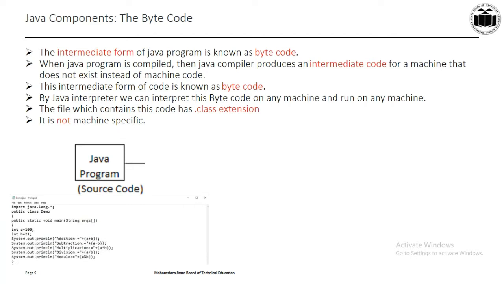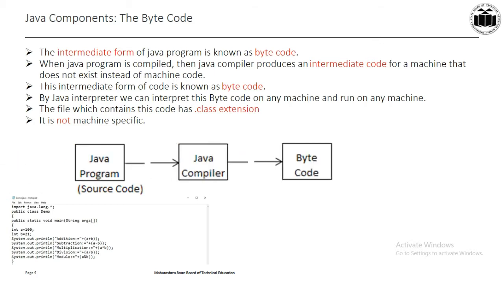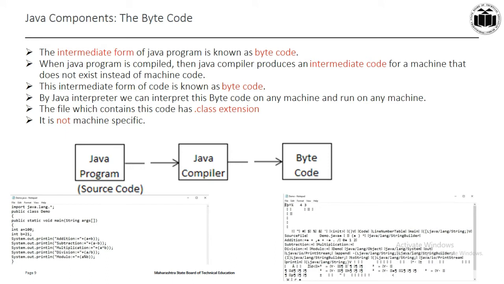So this is our source code. I have written this source code in Notepad. Students can write or type this source code in any editor like Notepad or Notepad++. This source code is compiled by the Java compiler. When we write a program in Java, the compiler compiles that source code and bytecode is generated. Now, the file which contains this code has .class extension. So this is the file which is having .class extension.